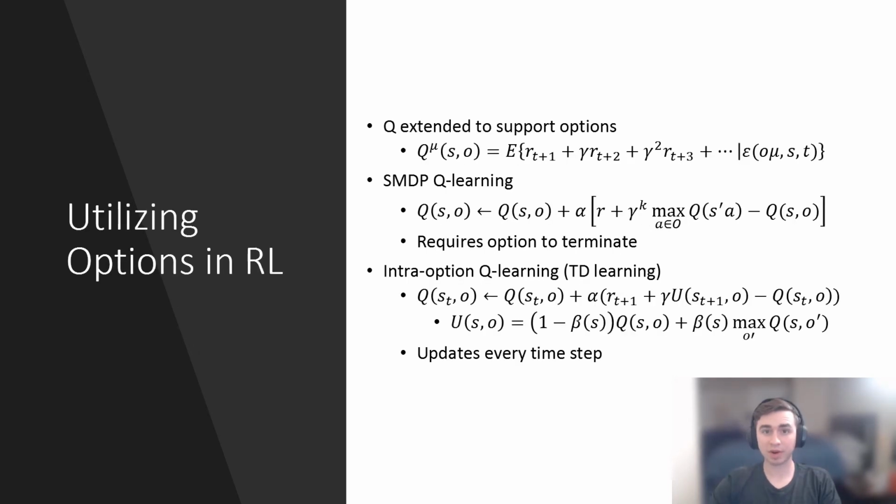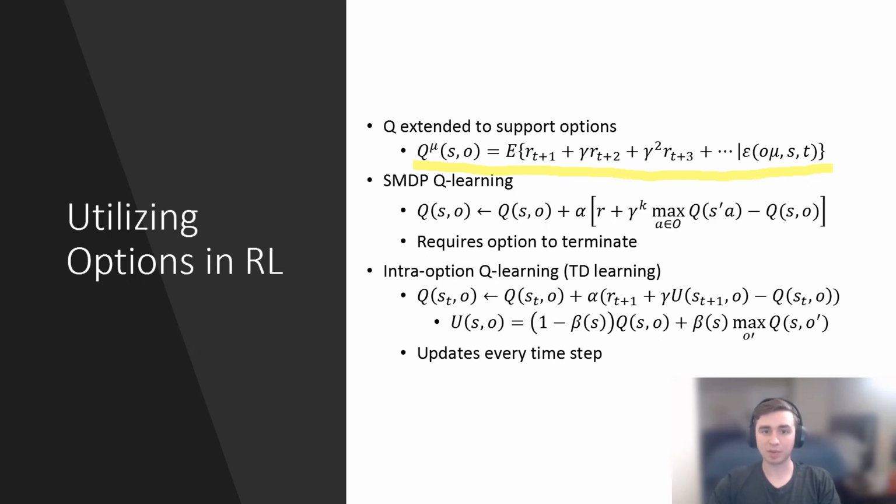To utilize macro actions in reinforcement learning, the action value function Q is extended to support options. The value for taking option O in state S given policy mu is the expected value of the discounted rewards given by following the option until it terminates and then by following mu. Then either semi-MDP Q-learning or intra-option Q-learning can be used to learn a policy over a set of options. This set of options includes both the primitive actions as trivial options as well as the generated options.